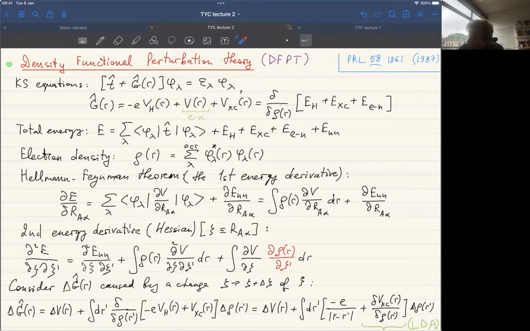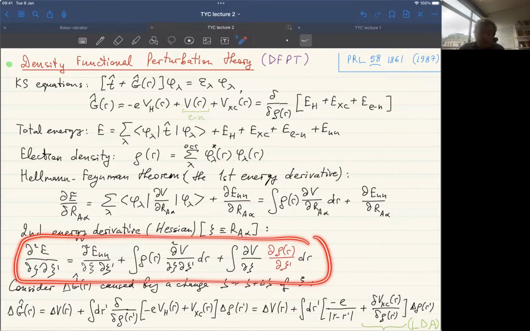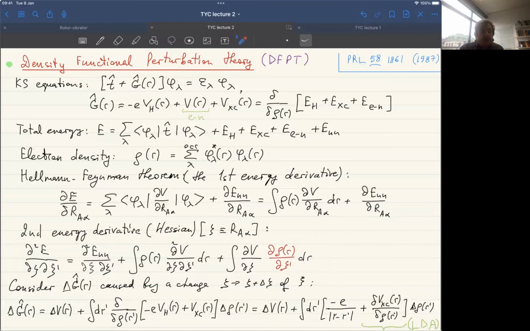Then once we've done this, we can calculate the second order derivatives using that equation, and therefore rescale it with atomic masses, as I explained last time, and diagonalize, and we will get atomic vibrations. Okay.